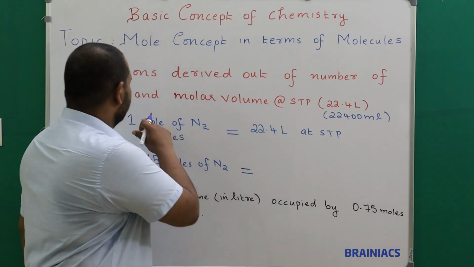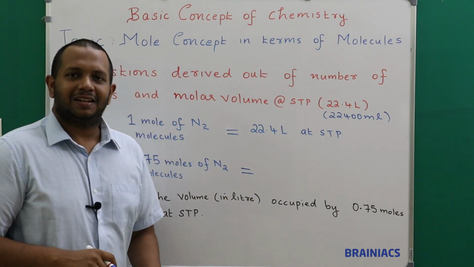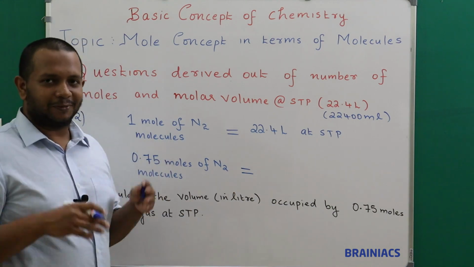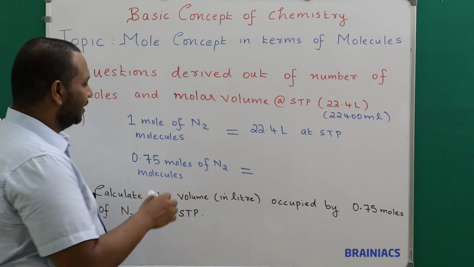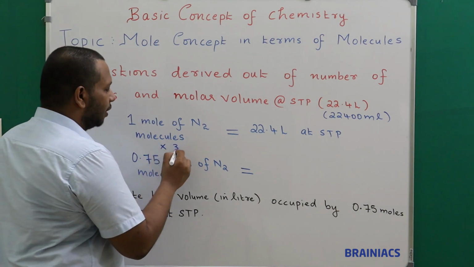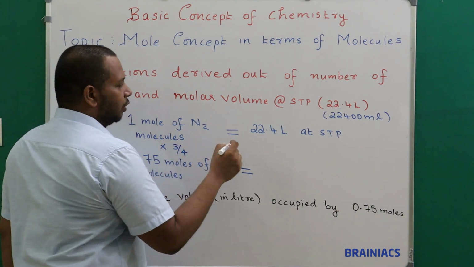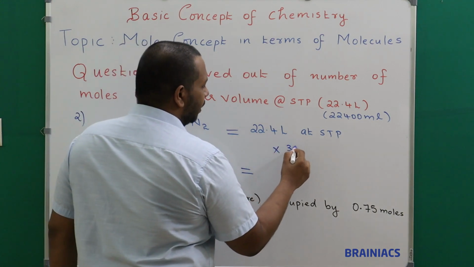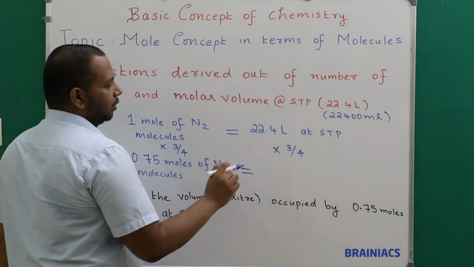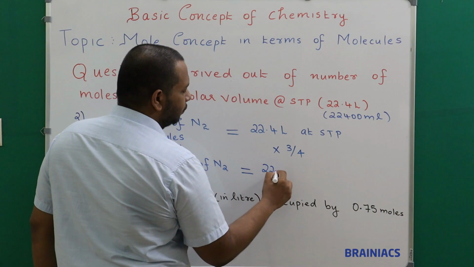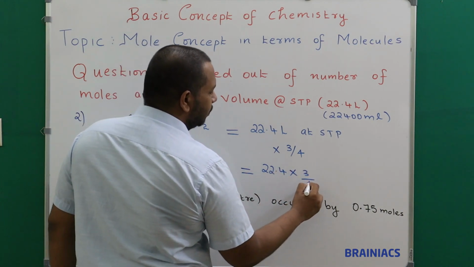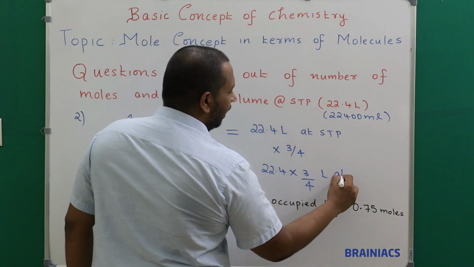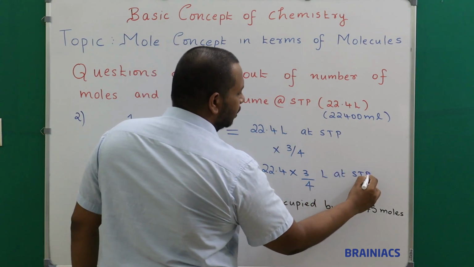So tell me how to convert 1 to 0.75. Many will say multiply by 0.75, it is correct, but I will do multiplying with 3 by 4. Both are correct, right? So multiplying by 3 by 4. So here also multiply by 3 by 4. So what will be the answer? 22.4 into 3 divided by 4 liter at STP.